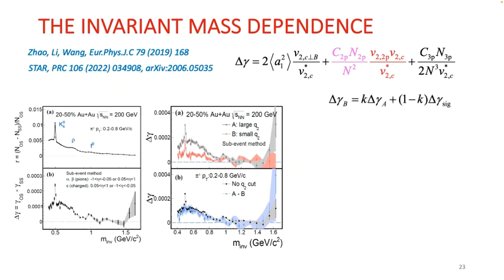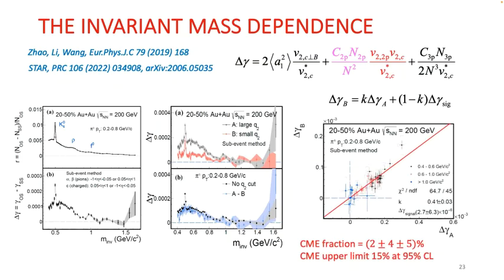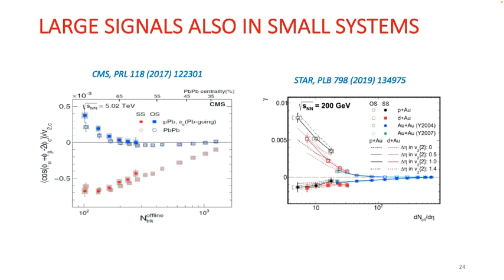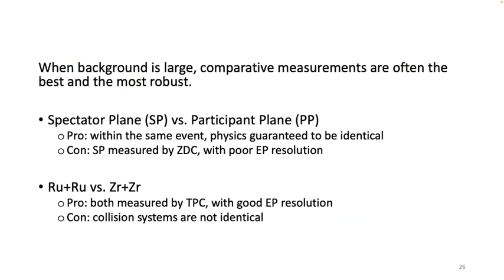Okay, and I will skip the details. We did an upper limit estimate, and it's 15% CME signal that you can have at 95% confidence level. You have large delta gamma measurements in small systems, in proton-lead collisions, proton-gold collisions, neutron-gold collisions, and this tells you that the majority of the delta gamma is background, because you do not expect CME in small systems. But the delta gamma are very similar between small systems and the large systems at both energies. Again, this tells you that 90% of the signal is probably background due to resonance decay.